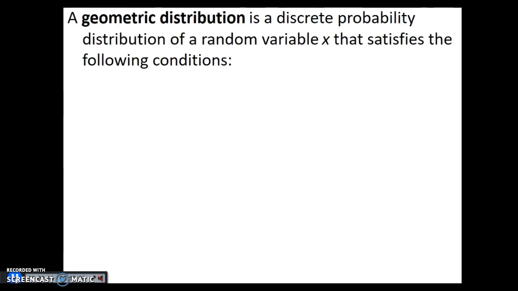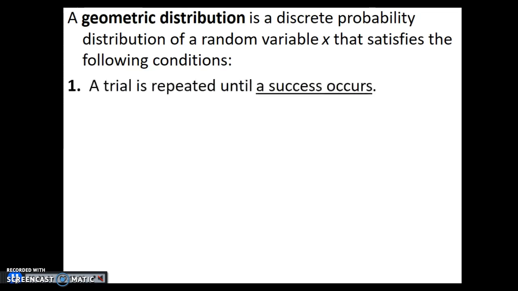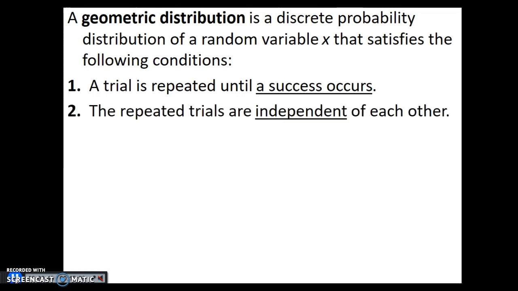So the geometric distribution is a discrete probability distribution, so it's still individual x values, but now there are different conditions from what the binomial had to have. You will have to, this time, repeat your trial until a success occurs, meaning you're going to keep trying and trying and trying. There will only ever be one success. So unlike binomial, where you'd be finding the probability of 2 successes or more than 7, there's only one success. You're just finding when it occurs.